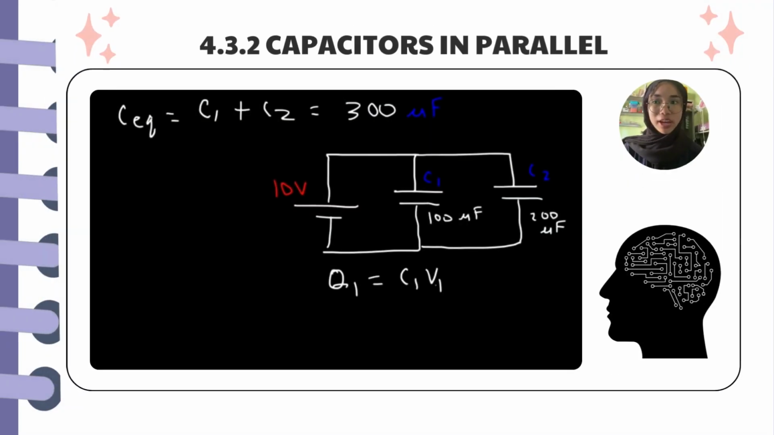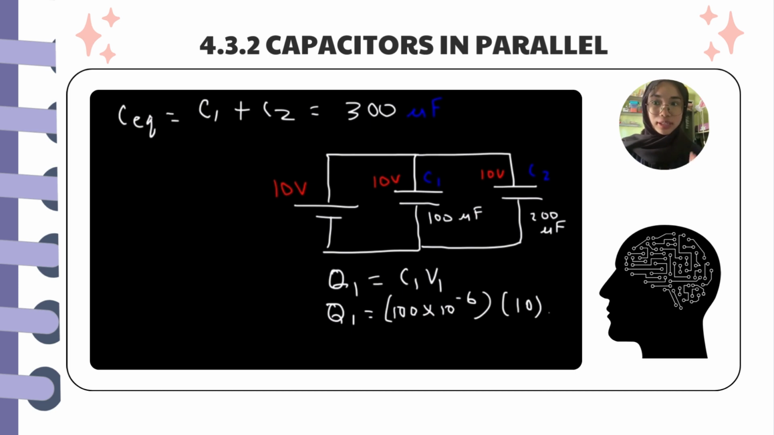4.3.2 Capacitors in parallel. We have a battery attached to two capacitors parallel to each other, and let's use 10 volts. First capacitor 100 microfarads, second capacitor 200 microfarads. What is the equivalent capacitance of this circuit for a parallel circuit? Total capacitance is the sum of all the capacitors connected in parallel. So 300 microfarads. How much charge is stored in C1?